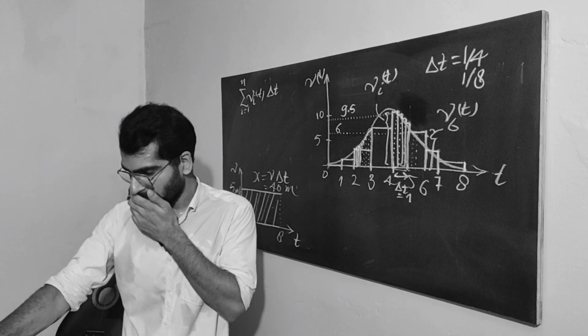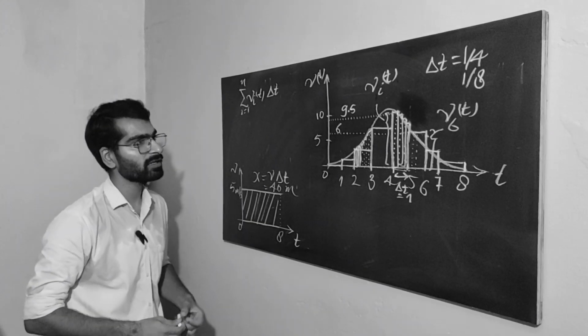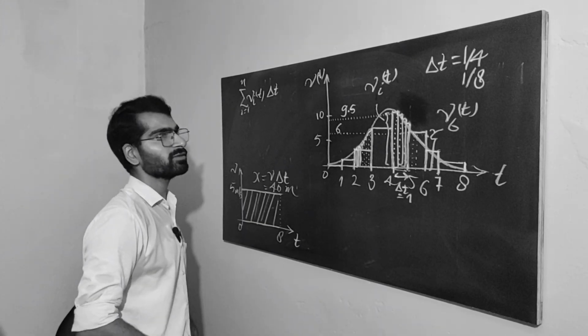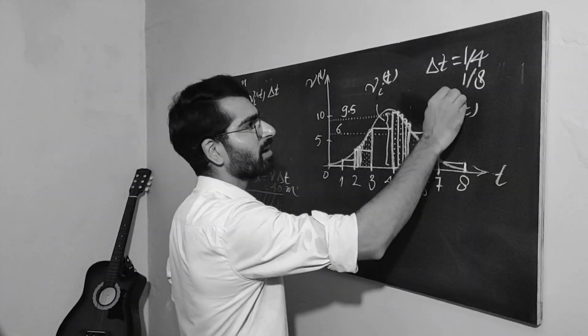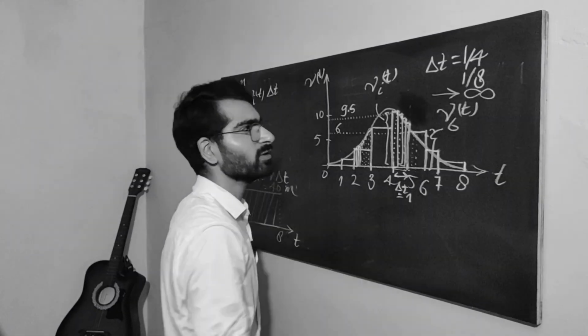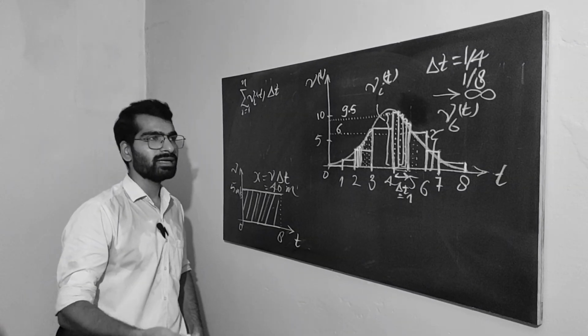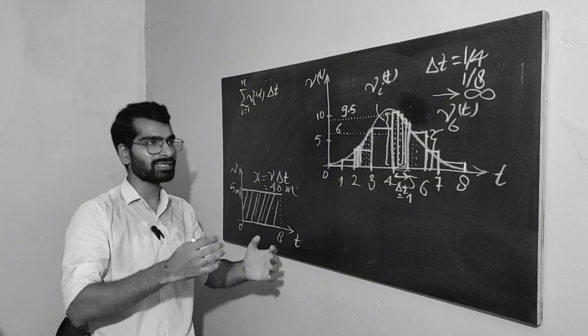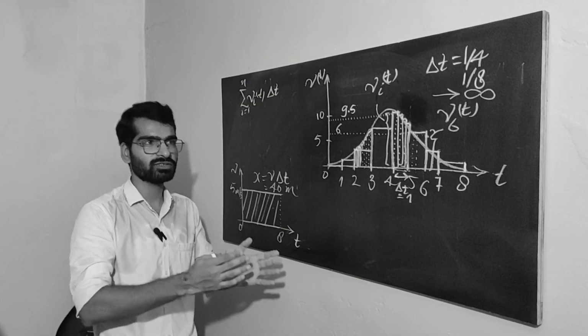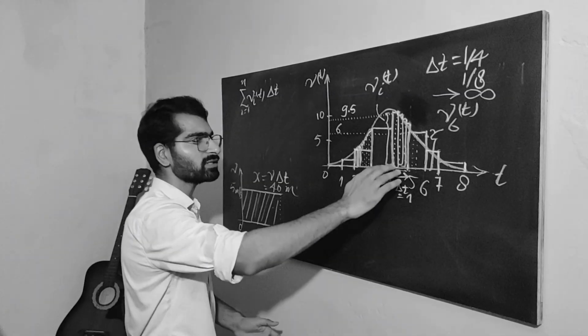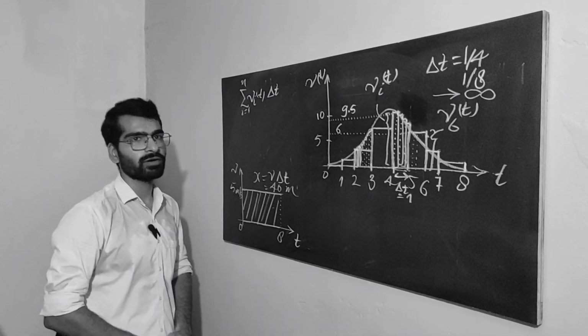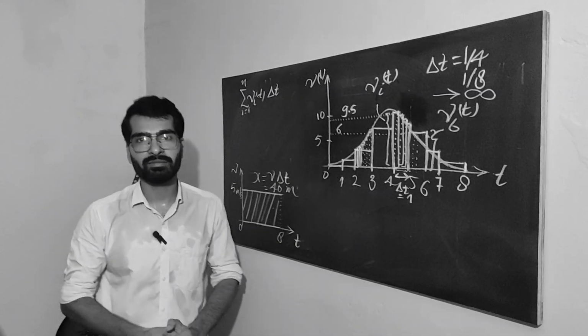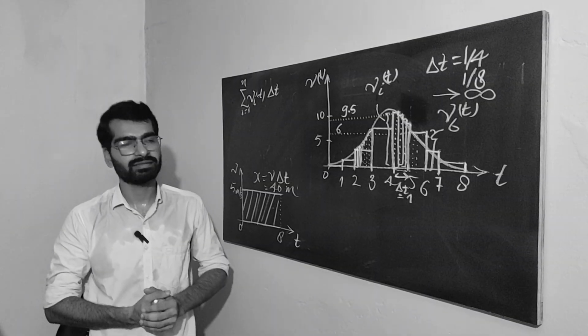And so I hope you can already see the big picture. What I'm going to do is let my delta t approach 0, because as we let delta t be shorter and shorter, this approximation for the distance traveled is getting better, and that's the idea.